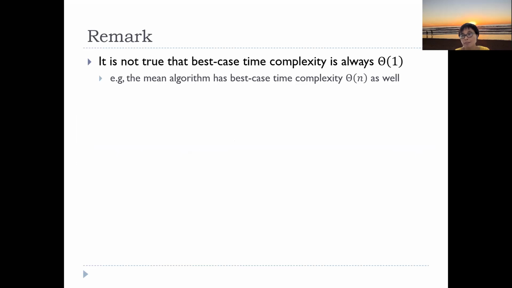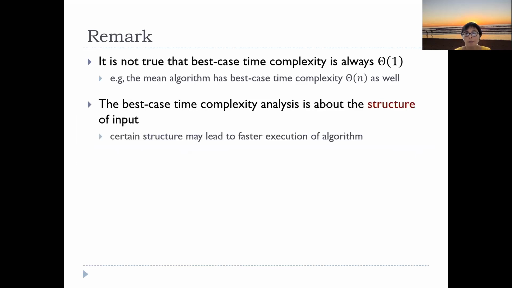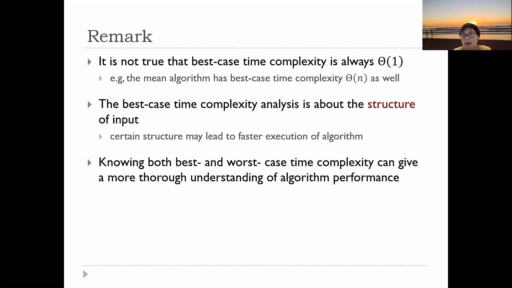Remember, the min algorithm's best case time complexity is the same as the worst case time complexity, okay? So the best case time complexity really is about what structure of the input happens to make the algorithm execute faster. So for example, for the search case, if the number that you're looking for happens to be the first of your input, then that's when you get the best case. In general, the knowledge of both best and worst case can give you a more thorough understanding of the performance of the algorithm.